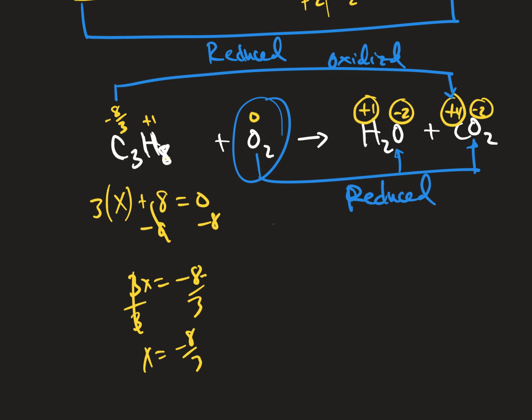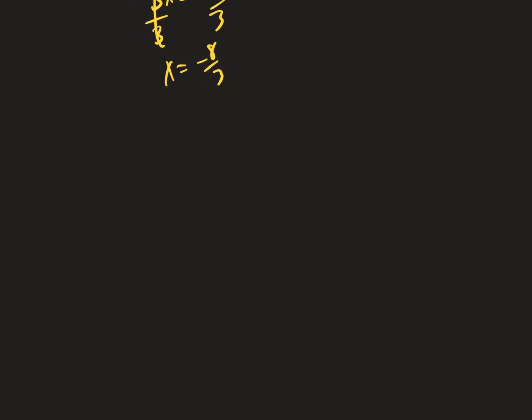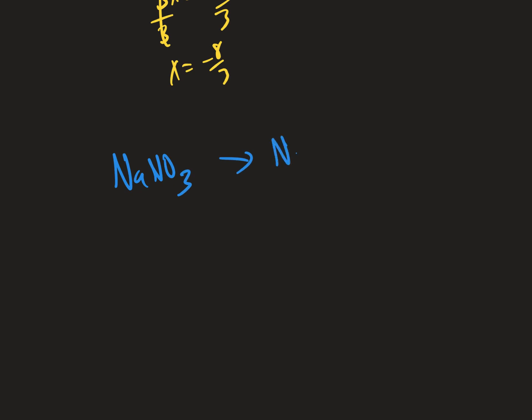Good? Yeah. Could you do the bottom right one? Yeah. So oxygen is oxidized, nitrogen is reduced. So when it comes to a polyatomic ion, do we look at it as a polyatomic ion or separate? Should we do that one? Yeah. Okay. So we get NaNO3 goes to NaNO2 plus oxygen.